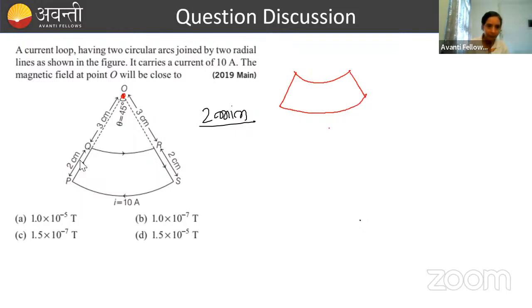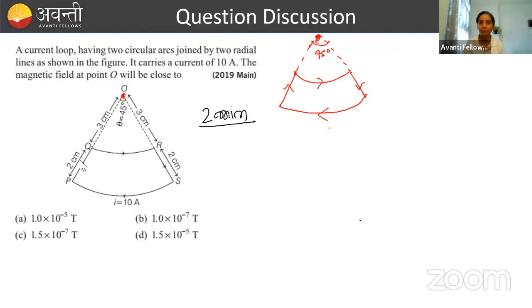Something like this, right? And current is flowing in this sense. Because of this, we have to calculate the magnetic field at this point. And this angle is given, right? This angle is how much? 45 degrees. Now calculate the magnetic field because of these four portions through which current is flowing.